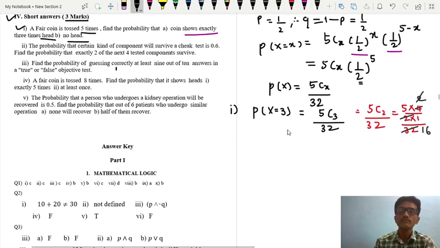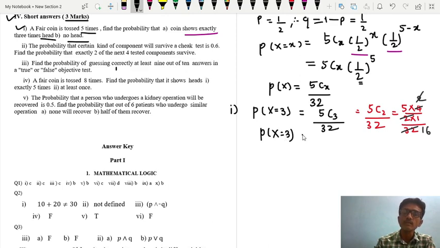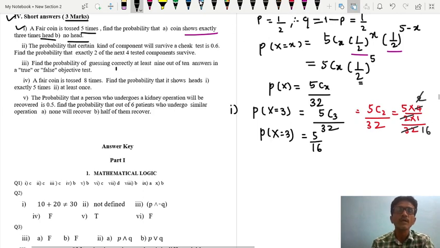Therefore, what do we get? P of X equal to 3, that is getting exactly 3 heads, is equal to 5 upon 16. This is our answer. 5 upon 16 is the answer.